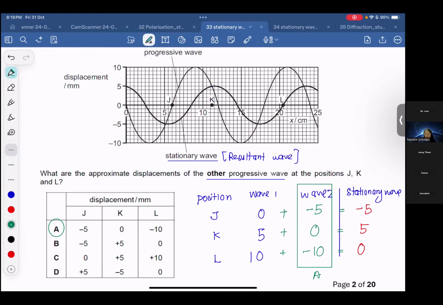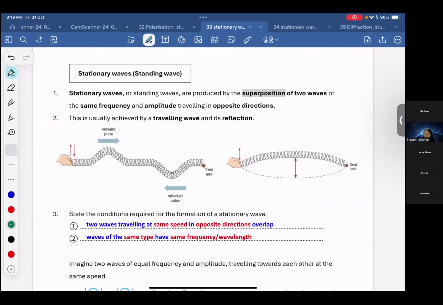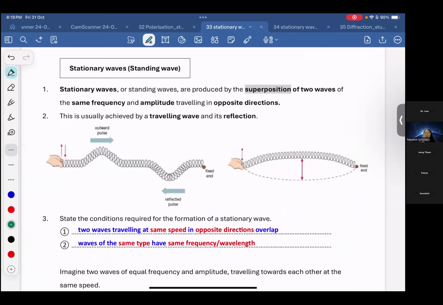Yes, okay. Boys and girls, we go to the next page. Stationary wave. The last chapter that we learned is called progressive wave. In a progressive wave, the wave pattern will move. In a standing wave, the wave pattern is fixed at its position. So this is called a standing wave. In a standing wave, the energy cannot transfer away.